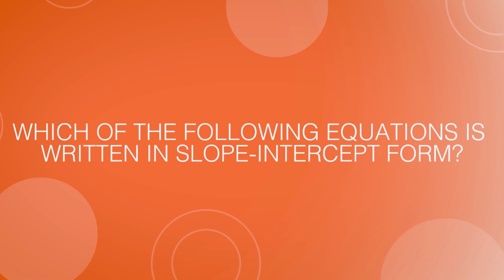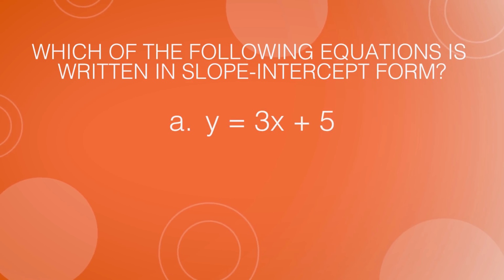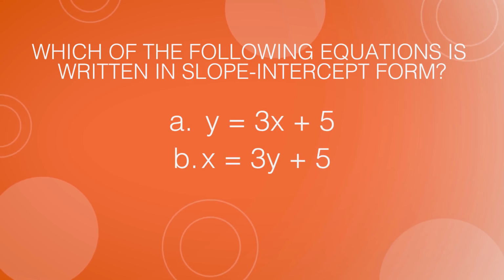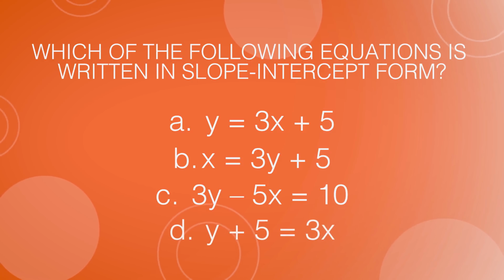Which of the following equations is written in slope-intercept form? Y equals 3x plus 5, x equals 3y plus 5, 3y minus 5x equals 10, y plus 5 equals 3x.